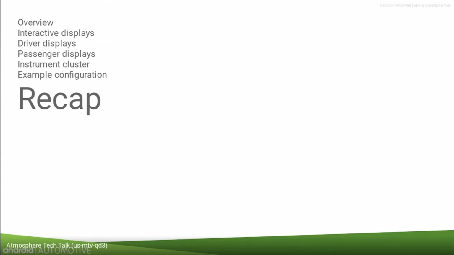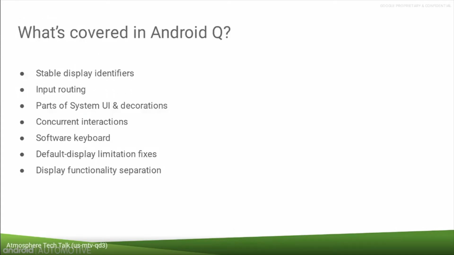Let's take a recap of what we covered today. So in Q, we added a number of features. Stable display identifiers and input rounding are the most fundamental and the most crucial among them. But we also added a lot of other features, and we worked a lot to separate user flows on different screens. There is a number of small to medium to large fixes that we didn't even cover today because there are just too many of them. And Q overall is a very big improvement in terms of multi-display over P.